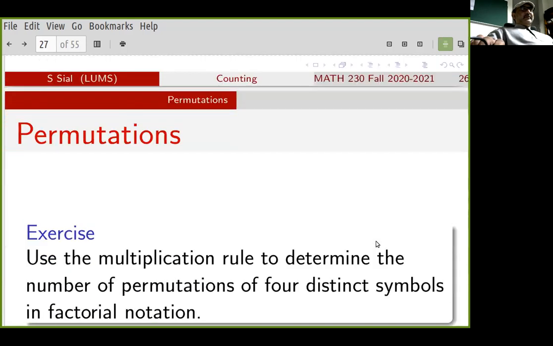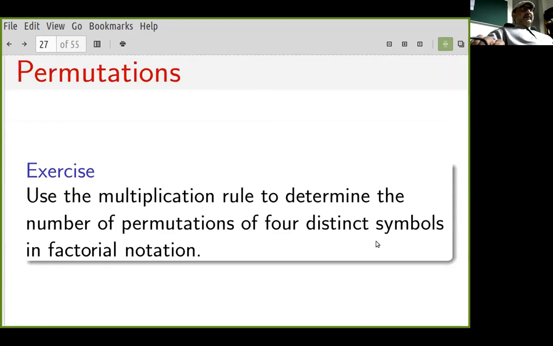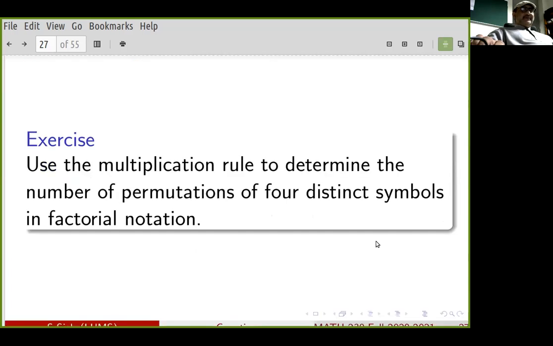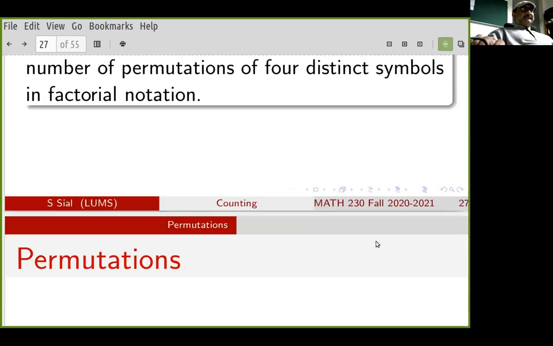All right, so permutations of 4 distinct symbols. If I use this factorial notation, it's 4 factorial. For n distinct symbols, it's n factorial. Permutations of n distinct symbols.